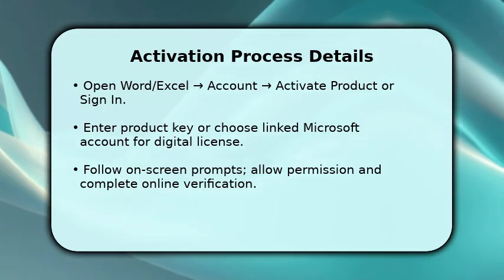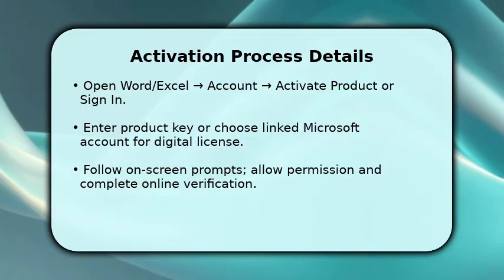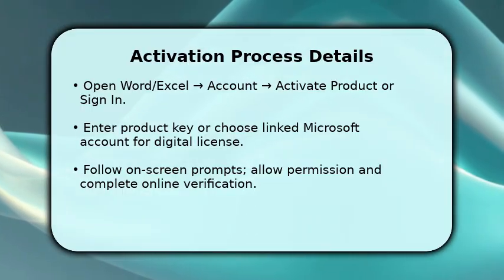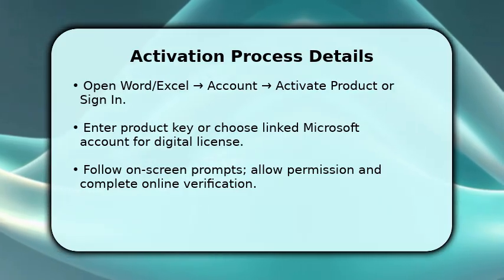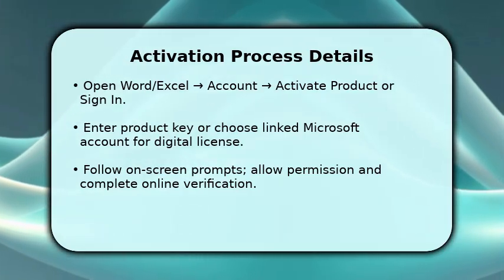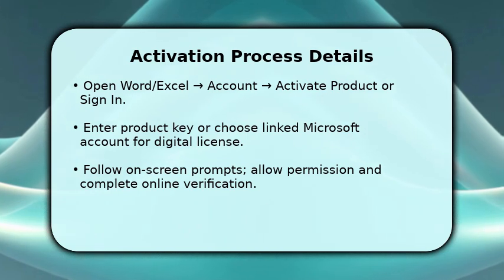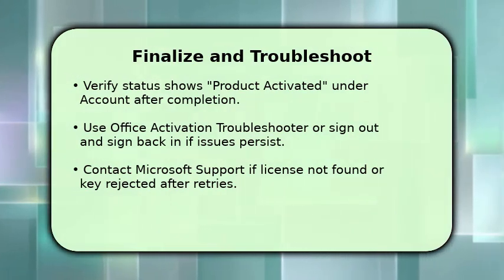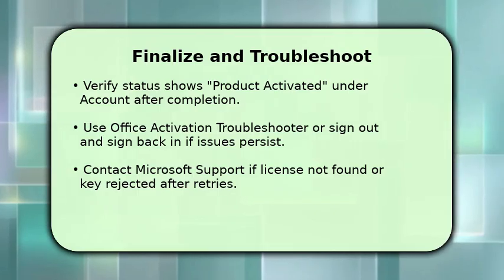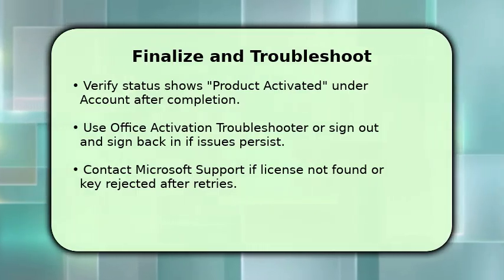The app will contact Microsoft servers to validate the license. After the server confirms, Office will switch from reduced functionality to fully enabled. If you have multiple devices, repeat sign-in, then you finish by checking Account to confirm it shows product activated. That certifies success.